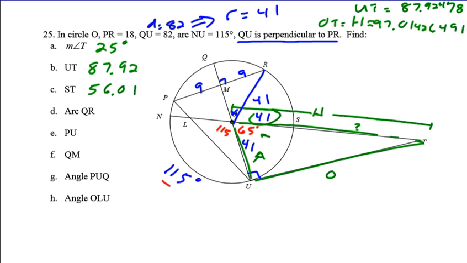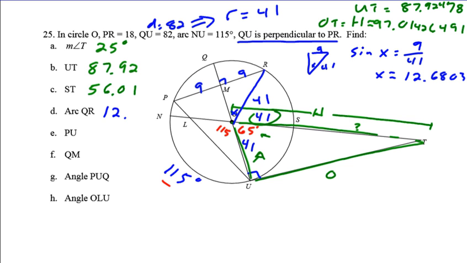For this triangle, from x, 9 is the opposite, 41 is the hypotenuse. We're going to use sine, inverse sine on both sides. And your calculator will tell you that the angle is about 12.68 degrees. And since the angle is the arc, the arc is about 12.7 degrees as well.